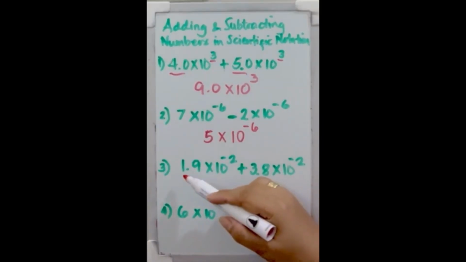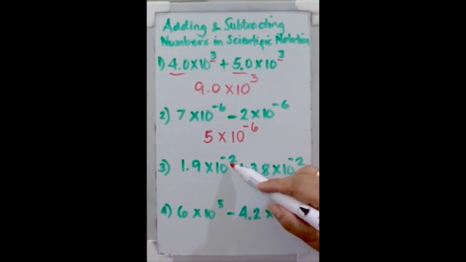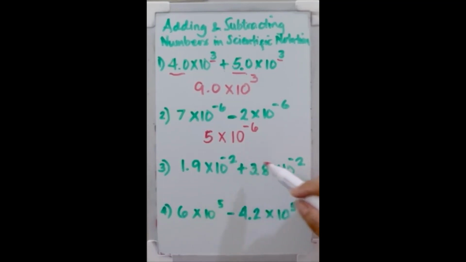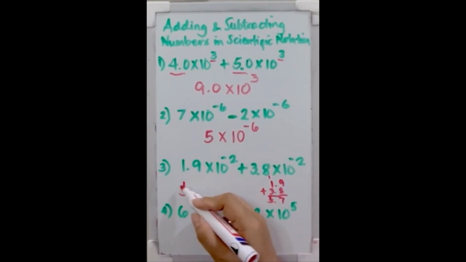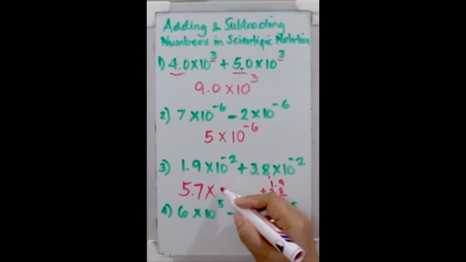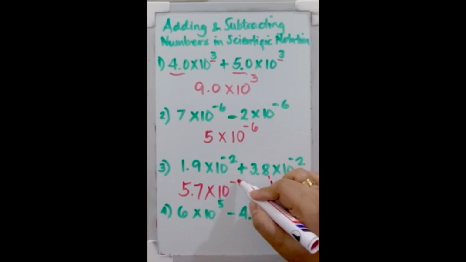Number 3, we have here 1.9 times 10 raised to negative 2 plus 3.8 times 10 raised to negative 2. Again, let's check the exponents. It's the same, negative 2. So we can now add 1.9 plus 3.8. 9 plus 8 is 17. Carry 1. So you have 1, 2 plus 3, that is 5. So we have 5.7. So your answer is 5.7 times 10 raised to the power of negative 2.